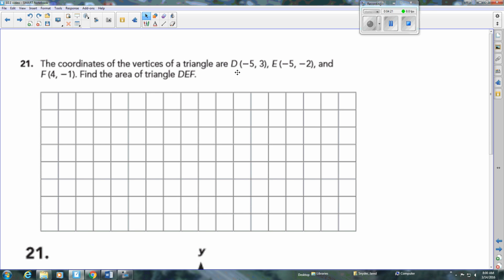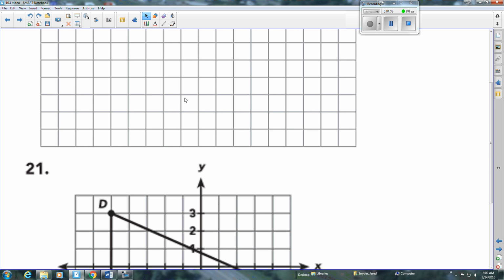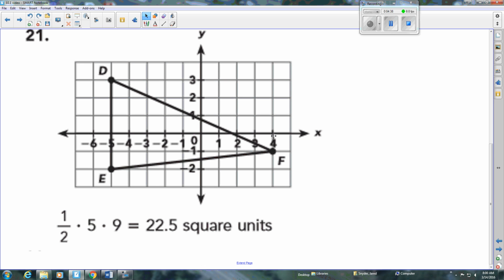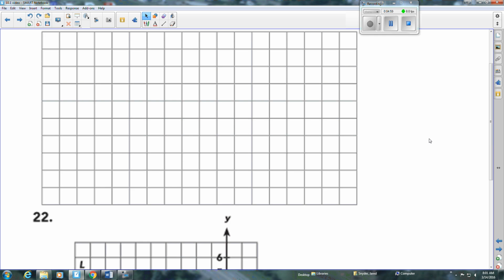Third quadrant, or actually, it's going to be second quadrant, third quadrant, fourth quadrant, I believe. So that one's going to be a little different. But they gave you smaller numbers, so it's easier to come out. So if we look at this D to E, 1, 2, 3, 4, 5. It's right there. The height is 9, but we'll check it. 1, 2, 3, 4, 5, 6, 7, 8, 9. So 5 times 9 is 45, divided by 2 is 22.5.